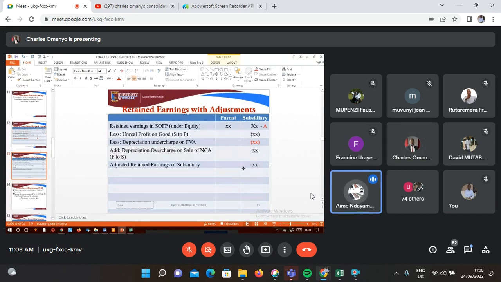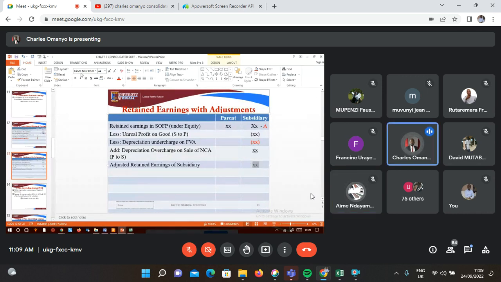Does impairment not also appear in the adjustment of retained earnings? I mean impairment. I'm coming to it. I've not completed the statement. I've only been working on adjustments that affect the subsidiary. I've not yet come to adjustments that affect the parent. I'm just going step by step so that I don't confuse you.